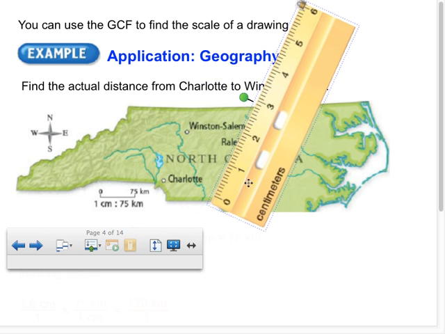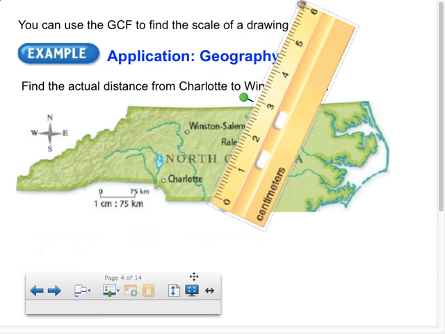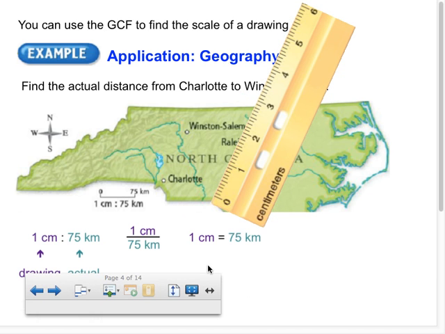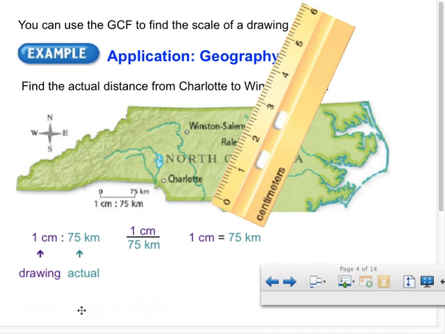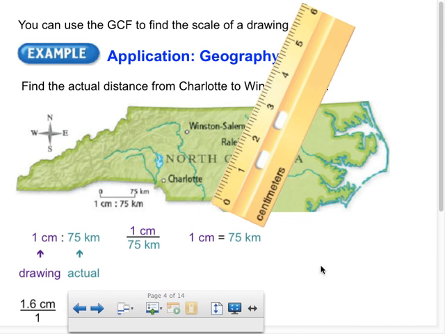So 1.6 centimeters. So if that is the relationship right here, and it's 1.6 centimeters, I need you guys to figure out what is the actual distance from Charlotte to Winston-Salem. Can you quickly calculate that? And that's a really good exercise for you guys that are still fuzzy on multiplying decimals.